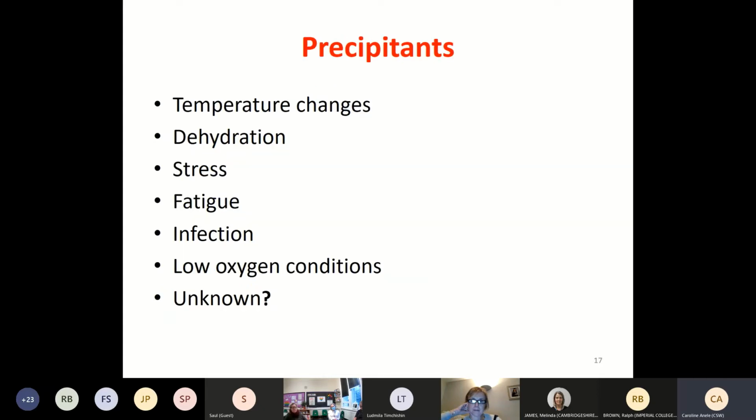The precipitants of symptoms: we have temperature changes, dehydration, stress, fatigue, infection, and situations where there is low oxygen concentration, and sometimes we don't know why they have the symptoms.